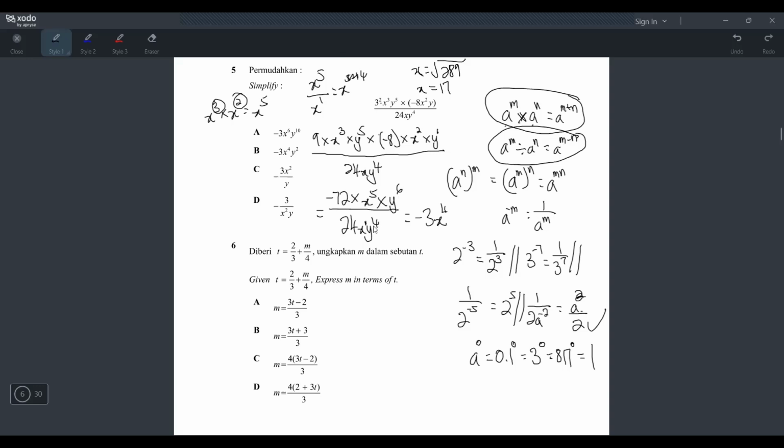Okay, last step is y power 6 divided y power 4. Y power 6 minus 4, which is 2. So this is your answer, right? So which one? B. Okay, number 5 is B.